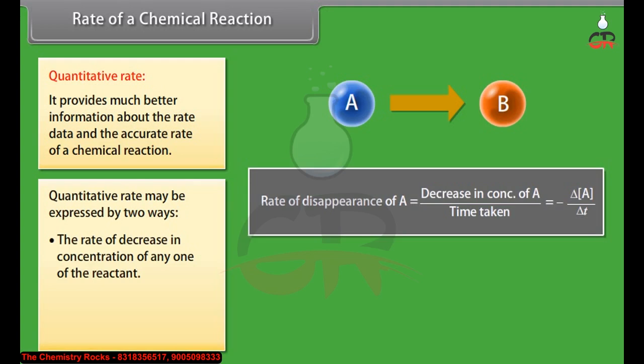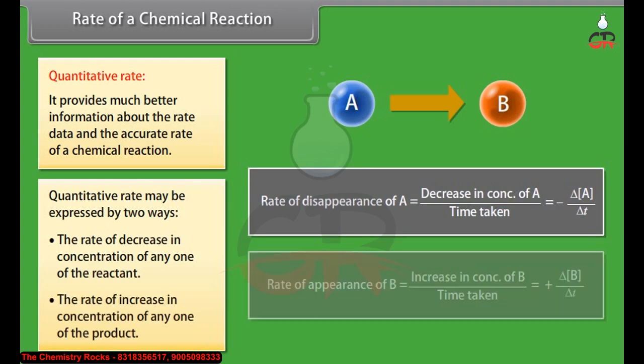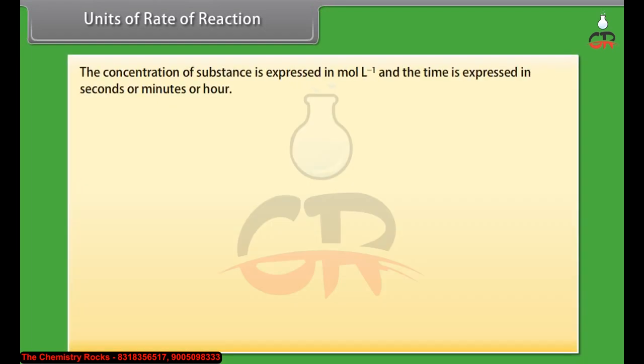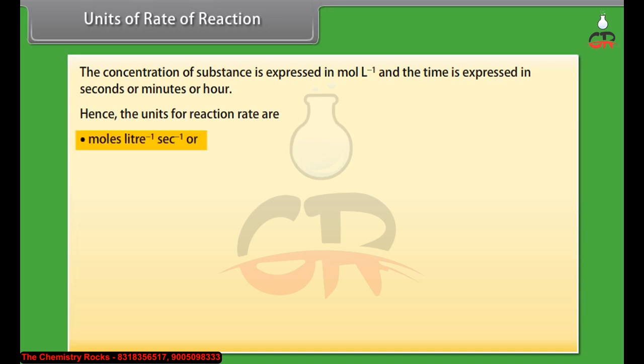The rate of decrease in concentration of any one of the reactants, the rate of increase in concentration of any one of the products. Units of rate of reaction. The concentration of substance is expressed in mole per liter and the time is expressed in seconds or minutes or hours. Hence, the units for reaction rate are moles per liter per second, or moles per liter per minute, or moles per liter per hour.